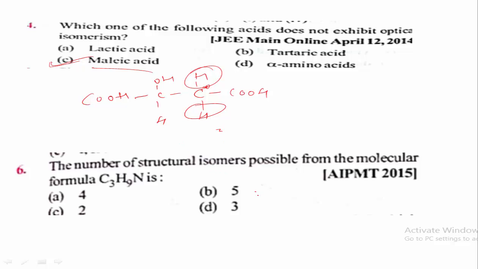Yes, first one: CH3, CH2, CH2, NH2. Yes, it follows the C3H9N formula, therefore it is one of the isomers.